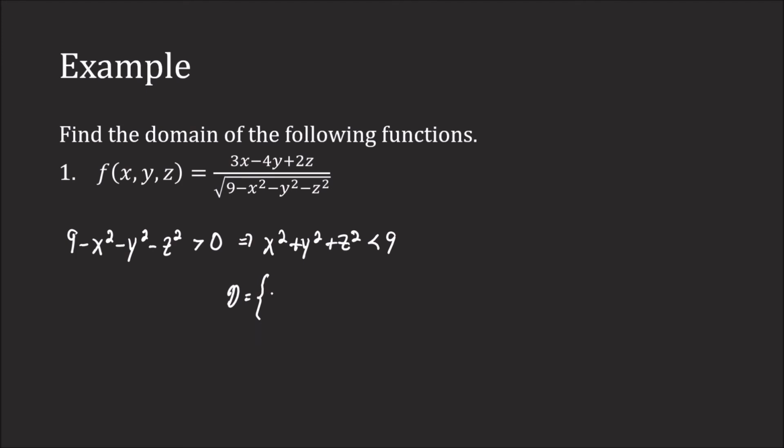So the domain is a set of all ordered triples x, y, z, such that x squared plus y squared plus z squared is less than 9, where x, y, and z are all real numbers. Notice that this is a sphere of radius 3, and it's all the points that lie inside the sphere, but not on the surface of the sphere, right? Because it's strictly less than.